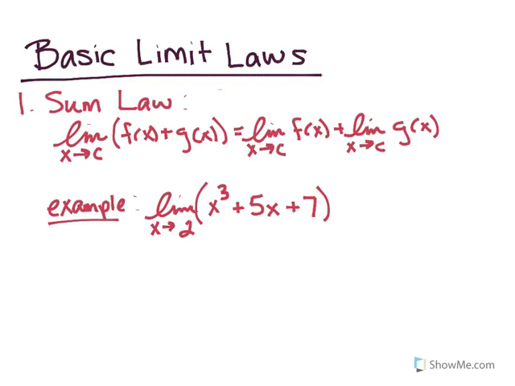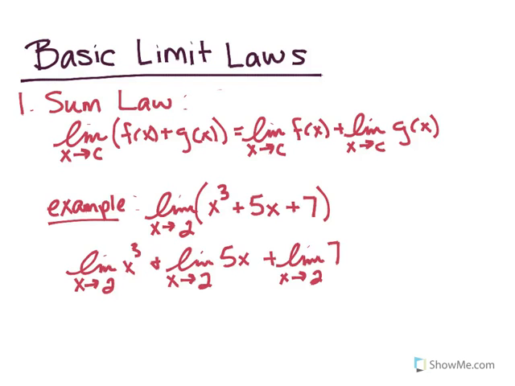plus 7, we can actually break that up into three separate limits, like so. So we simply evaluate just by direct substitution here. So for the first limit, I plug in 2 to x cubed, and I get 8. And for the next one, I plug in 2 to the x. So I get 5 times 2, which is 10.